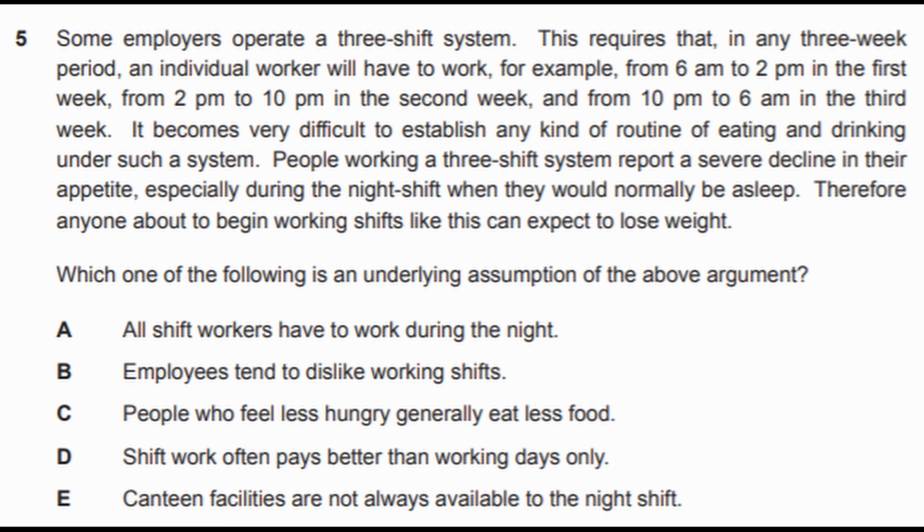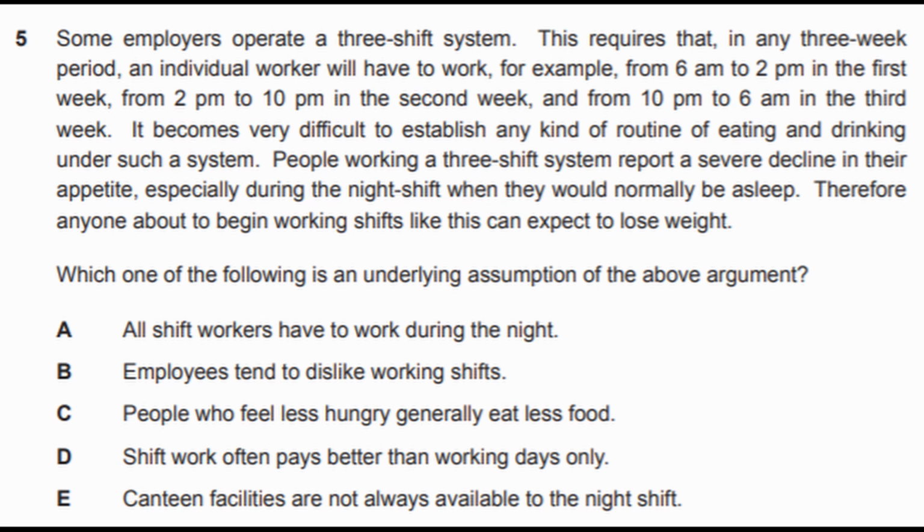So again, we can test this by imagining that the assumption doesn't hold. So we imagine the explicit negative version of this assumption. That is that people who feel less hungry or have a lower appetite, to phrase it like it is in the question, generally eat more food. And then we'd expect them to put on weight rather than to lose weight, as the conclusion says they do. So that's another way of just confirming to ourselves that this is the underlying assumption that we need, because without it, our conclusion doesn't make sense.